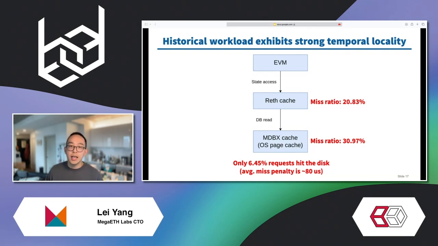And our data shows that the average miss penalty is about 80 microseconds. In other words, the time to access the disk to get the data that is not present in the cache is about 80 microseconds. So this low miss ratio explains why we still have very good performance when the memory size is much smaller than the database size. Because again, very few requests actually go to the disk, even if we have very limited memory.